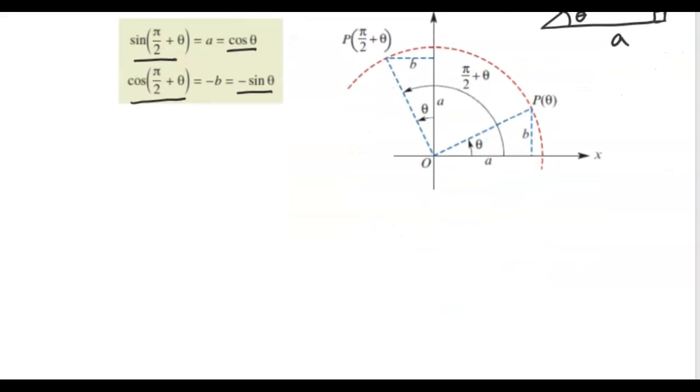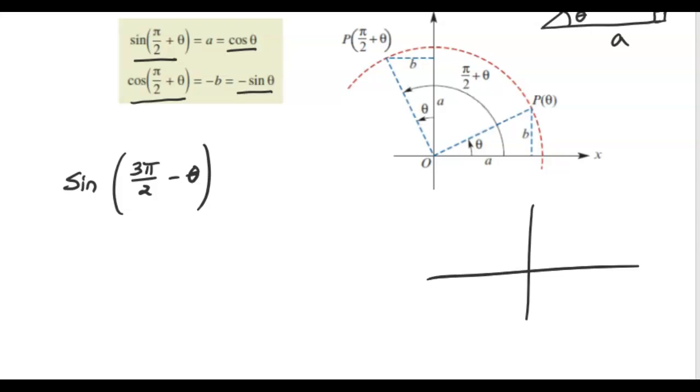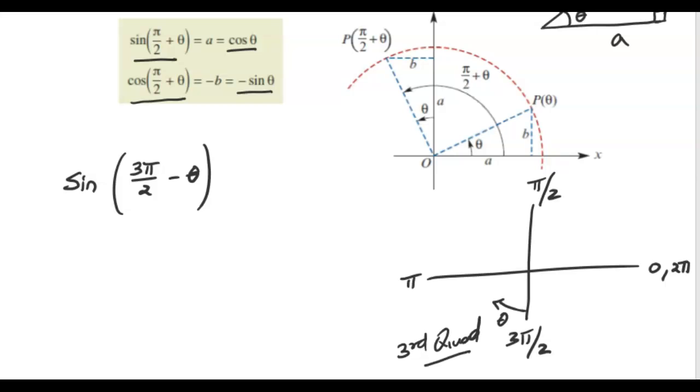For example, let's take sine of 3 pi on 2 minus theta. So 3 pi on 2: that's 0, that's pi on 2, that's pi, that's 3 pi on 2 and 2 pi. 3 pi on 2 minus theta gets me to the third quadrant, and in the third quadrant, the only ratio that is positive is tan. So the answer for this is going to be equal to minus cos theta.